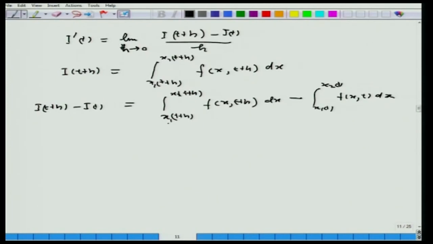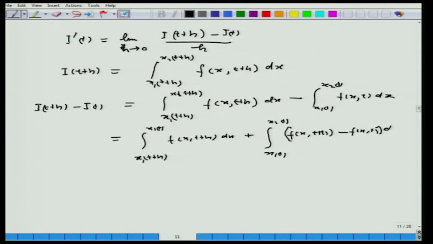Then we will break it into parts. The first integral can be written as the integral from x1 of t plus h to x1 of t of f of x, t plus h, dx, plus the integral from x1 of t to x2 of t of f of x, t plus h, minus f of x, t, dx, plus the integral from x2 of t to x2 of t plus h of f of x, t plus h, dx, and then dividing by h, we get 1 by h in each term.